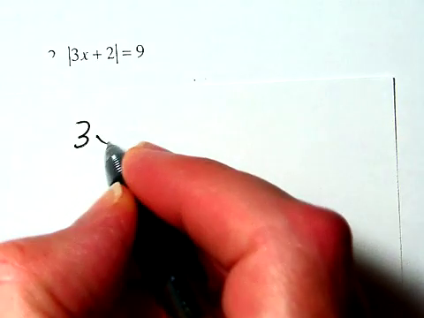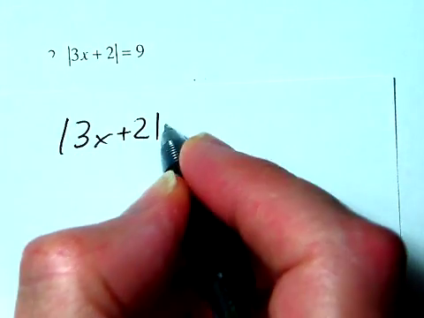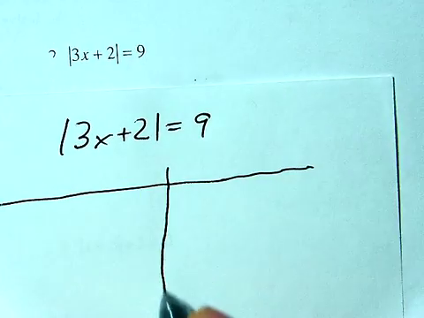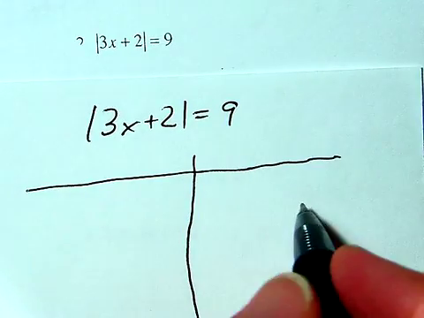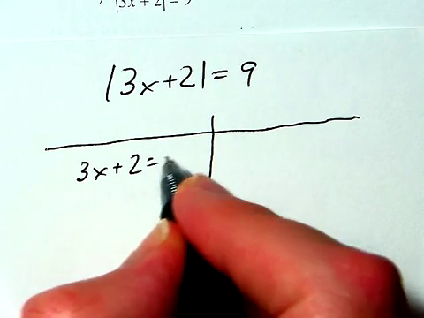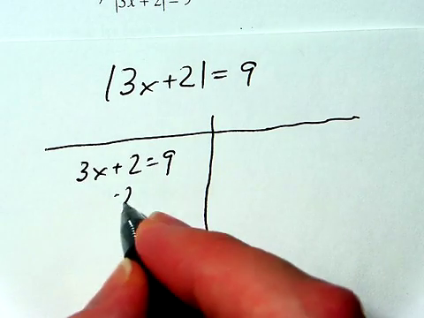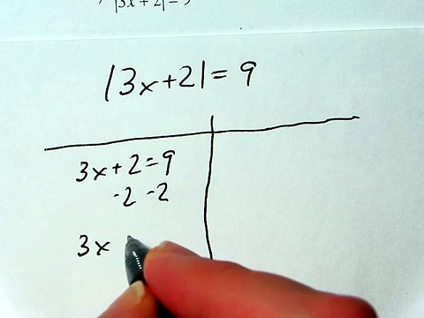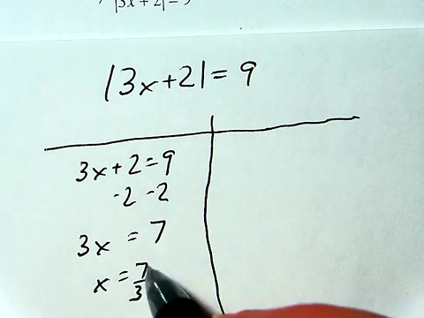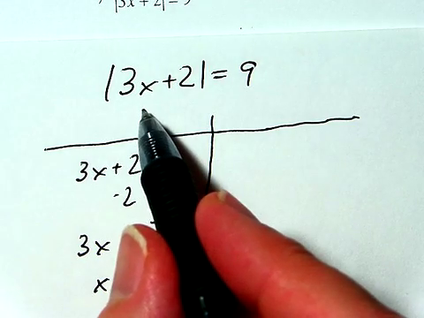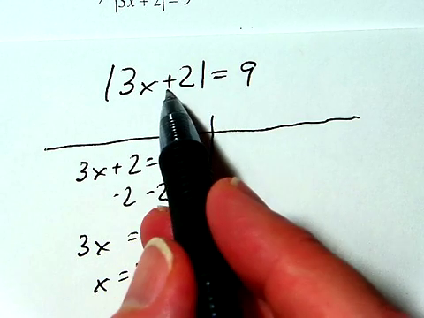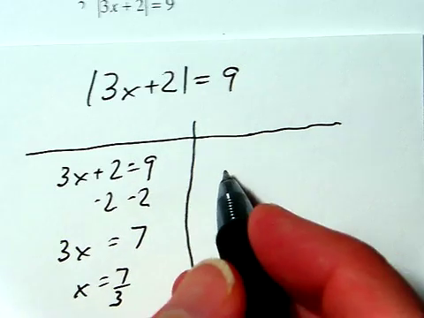Absolute value of 3x plus 2 equals 9. Again, we're going to split this into two possible equations. Again, if 3x plus 2 is actually a positive value, we could just take it outside of the absolute value sign and solve this, getting 3x equals 7, x equals 7 thirds. Well, if we plug 7 thirds back in here, we get 7 thirds times 3 is 7, plus 2 is 9, and the absolute value of 9 is 9. Let's solve it the other way.